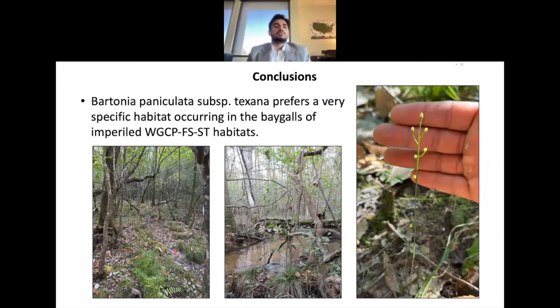So we conclude that Texas Screwstem prefers a very specific habitat occurring in the baygalls of imperiled West Gulf Coastal Plains forested seep southern type habitats.